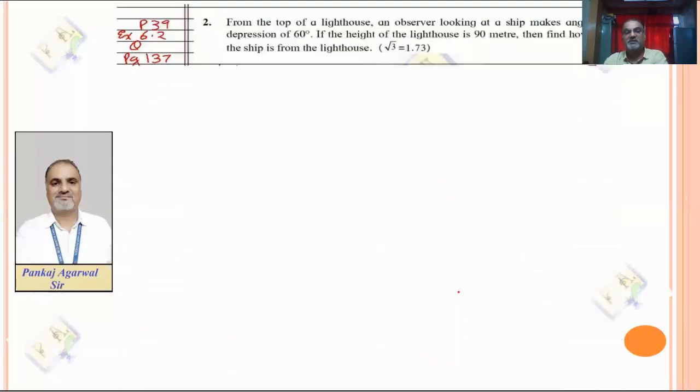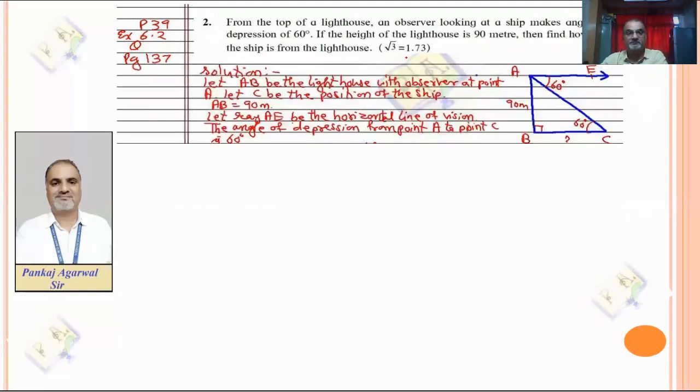Now let's begin with the third part, and that is depression. P39. From the top of a lighthouse, an observer looking at a ship makes an angle of depression of 60 degrees. If the height of the lighthouse is 90 meters, then find how far is the ship from the lighthouse. Here, root 3 value as equal to 1.73 is given in the question.